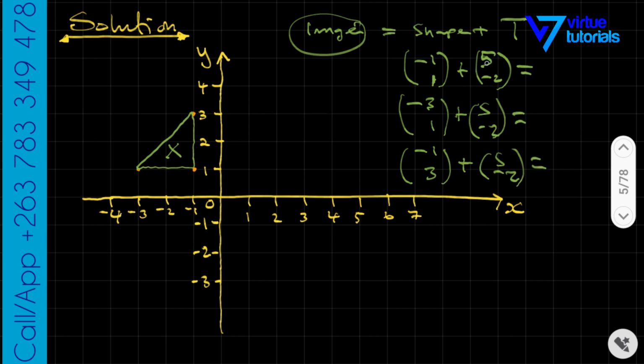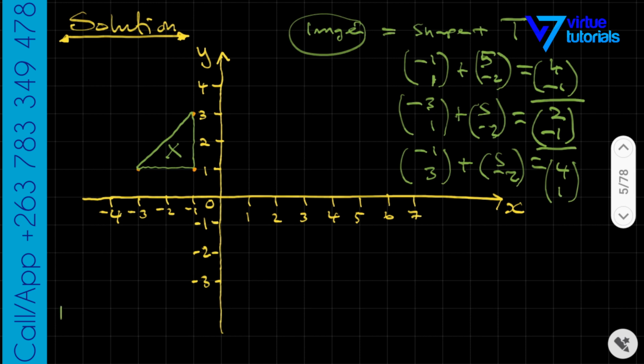So minus 1 plus 5, that's 4. 1 minus 2, that's minus 1. So that's the first. And then minus 3 plus 5, that's 2. 1 minus 2, that's minus 1. So (2, -1), that's the second. And then minus 1 plus 5, that's 4. And then 3 plus minus 2, that's 1. So what do I have? (4, -1), (2, -1), (4, 1).